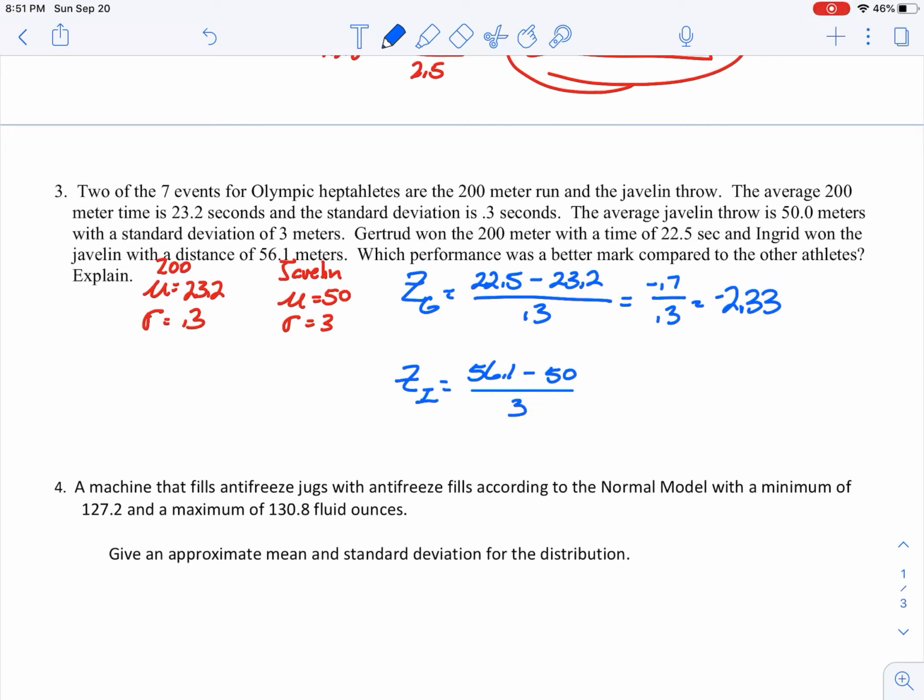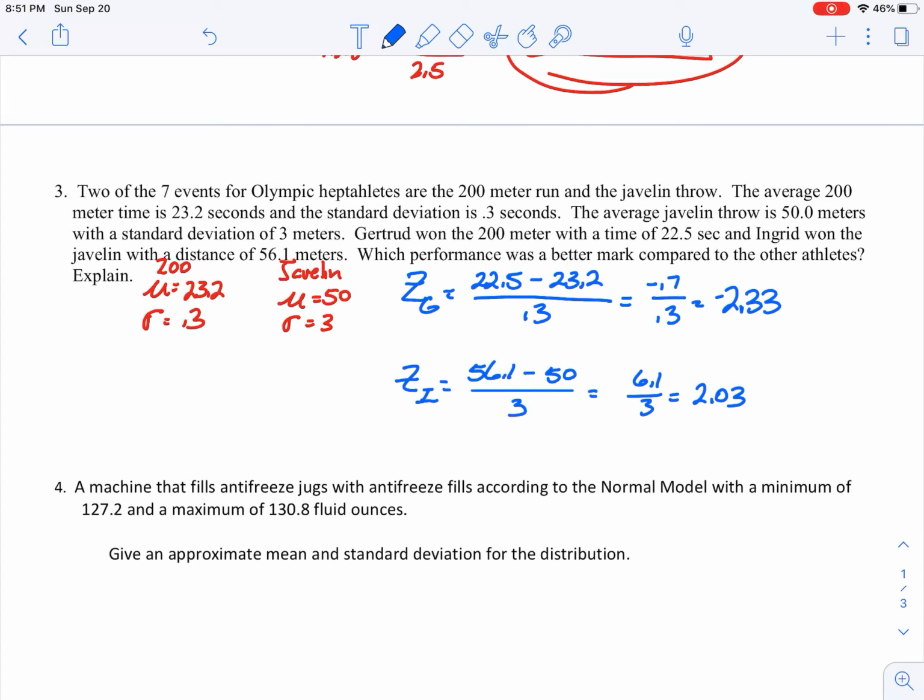And we have a standard deviation of 3. So that means that we have 6.1 divided by 3. All right, so 6.1 divided by 3 is 2.03. And this is where a little bit of perspective matters.